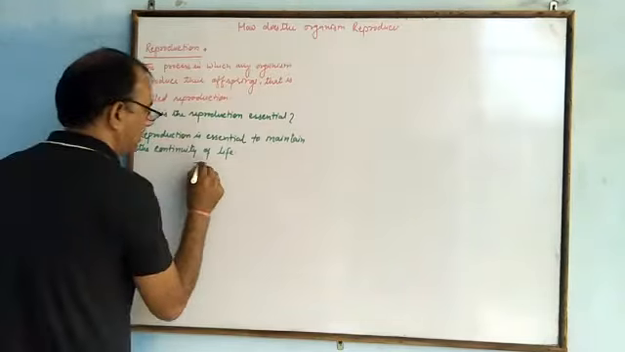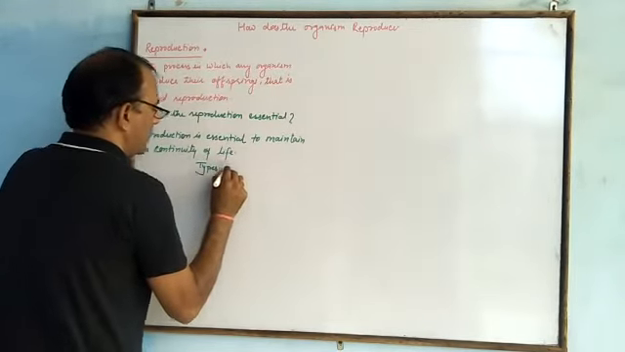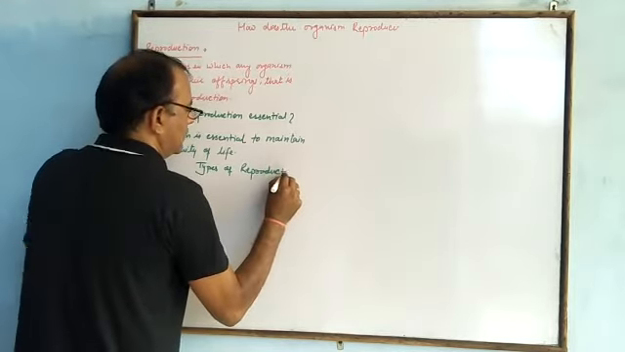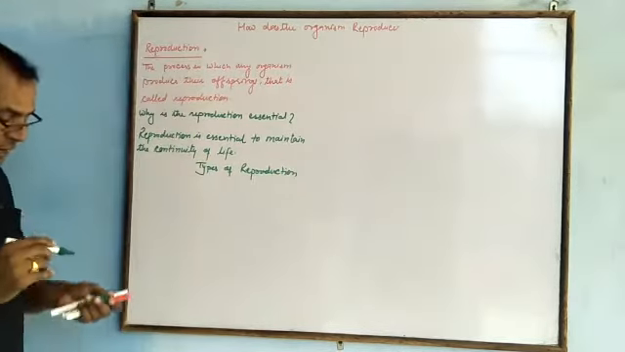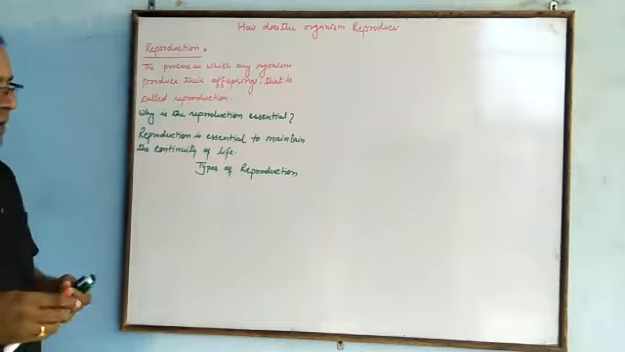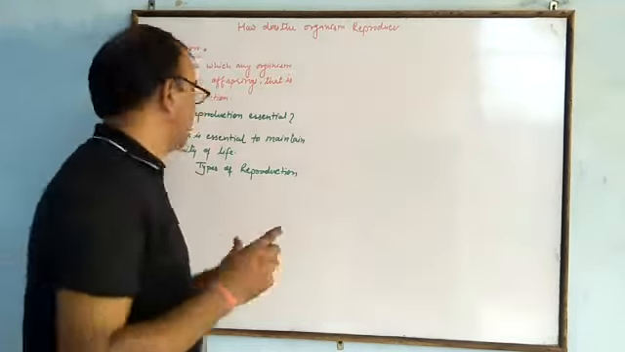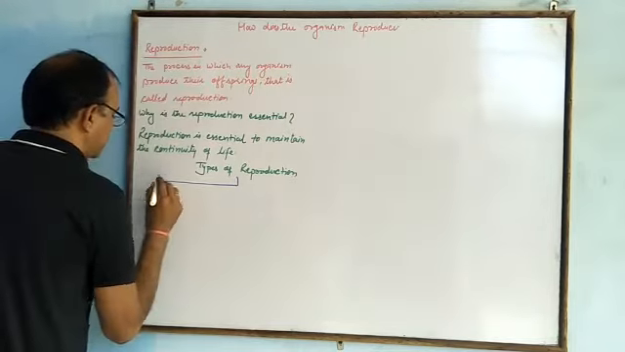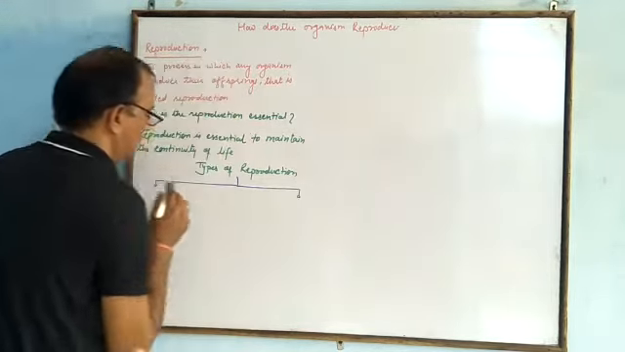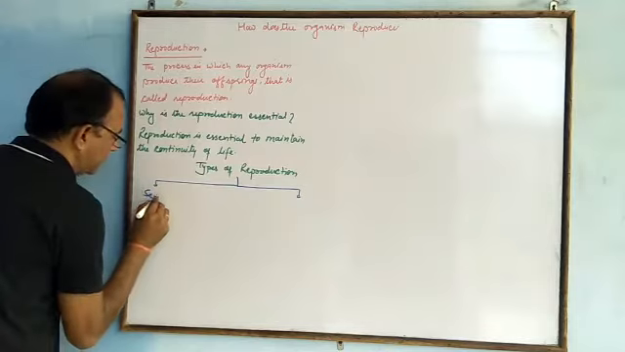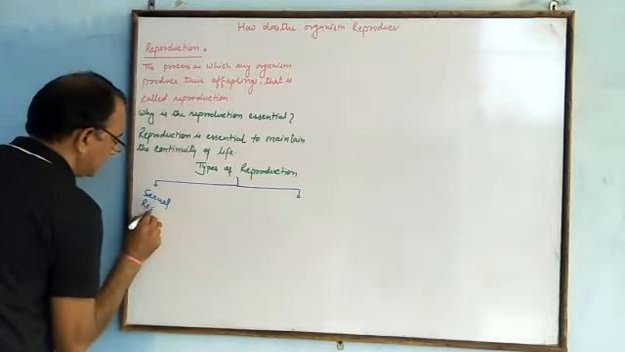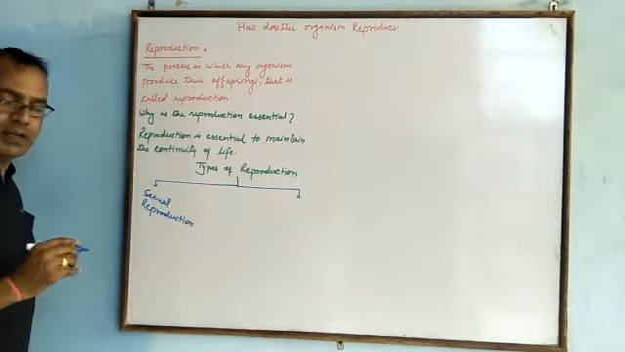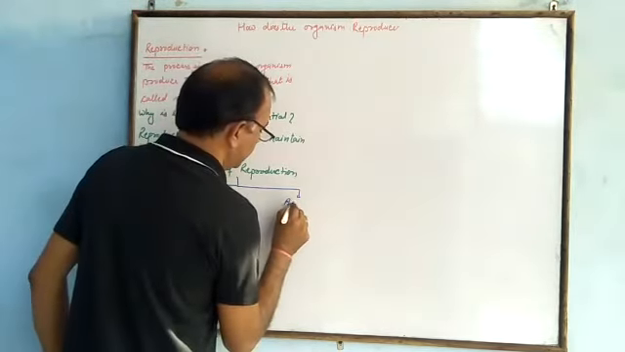Types of reproduction. There are two types of reproduction: sexual reproduction and the second one is asexual reproduction.